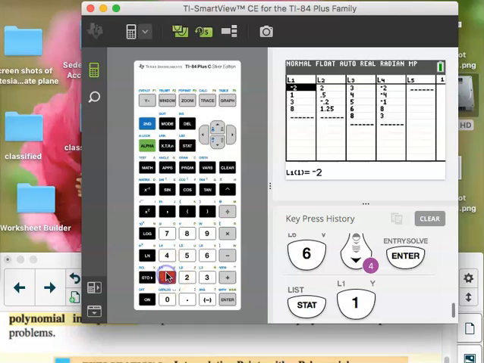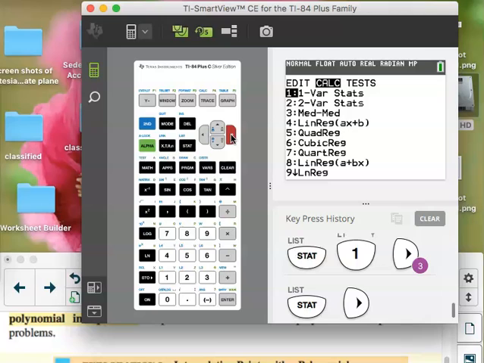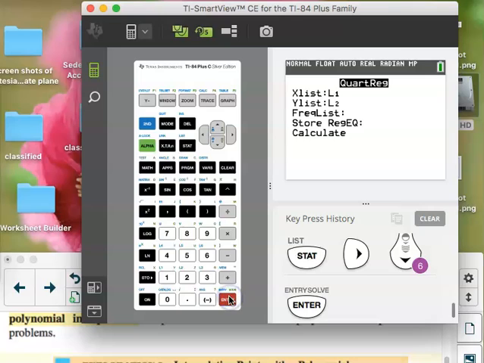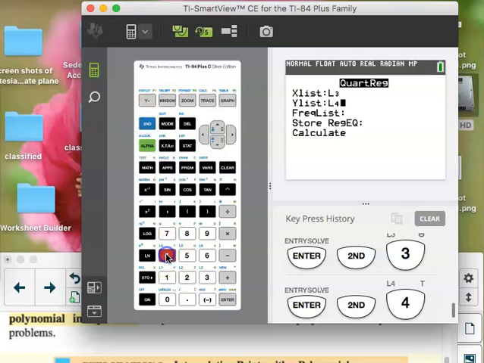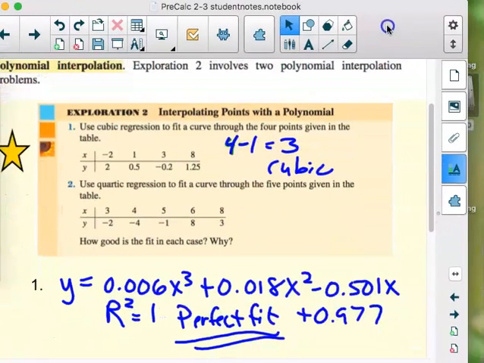So again, Stats Edit, and these I have in list 3 and list 4, so I'll have to be a little careful as I go through that. So Stats, calculate, and this time I want quartic regression, and I have to change this to list 3 and list 4, and down to calculate. And there it is. Again, it's perfect. My r squared value is 1.